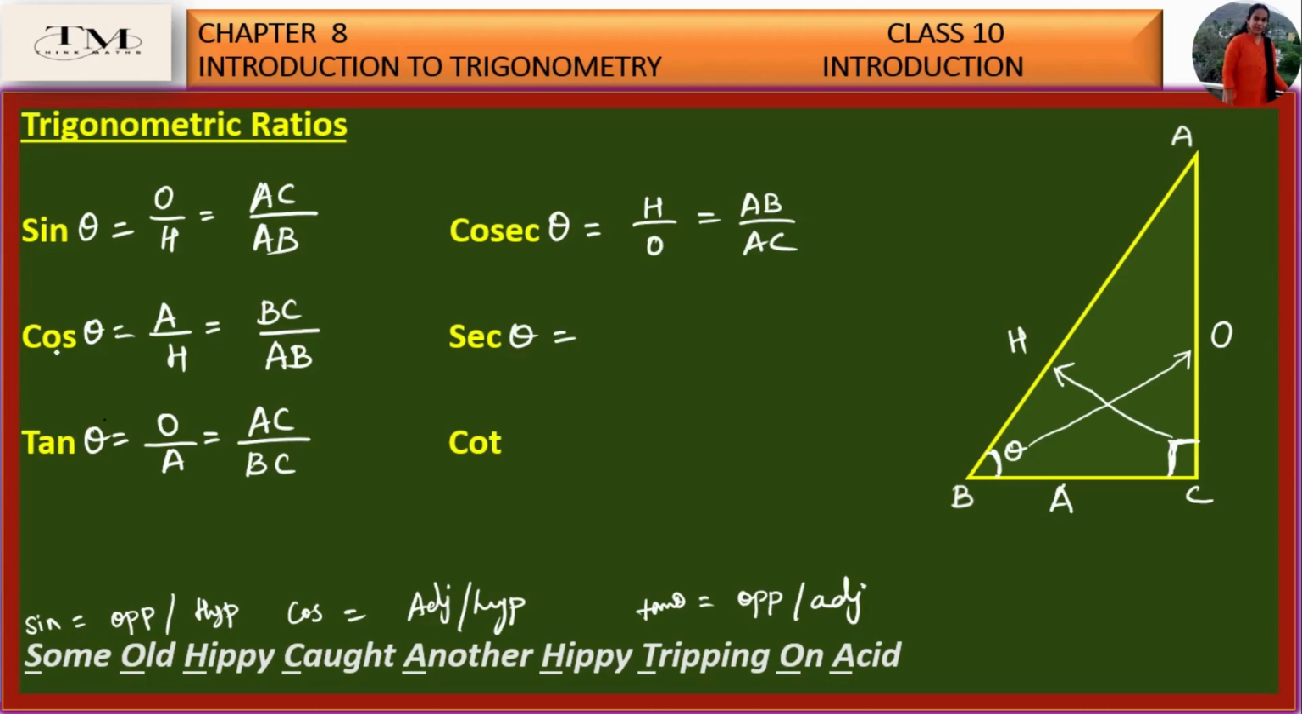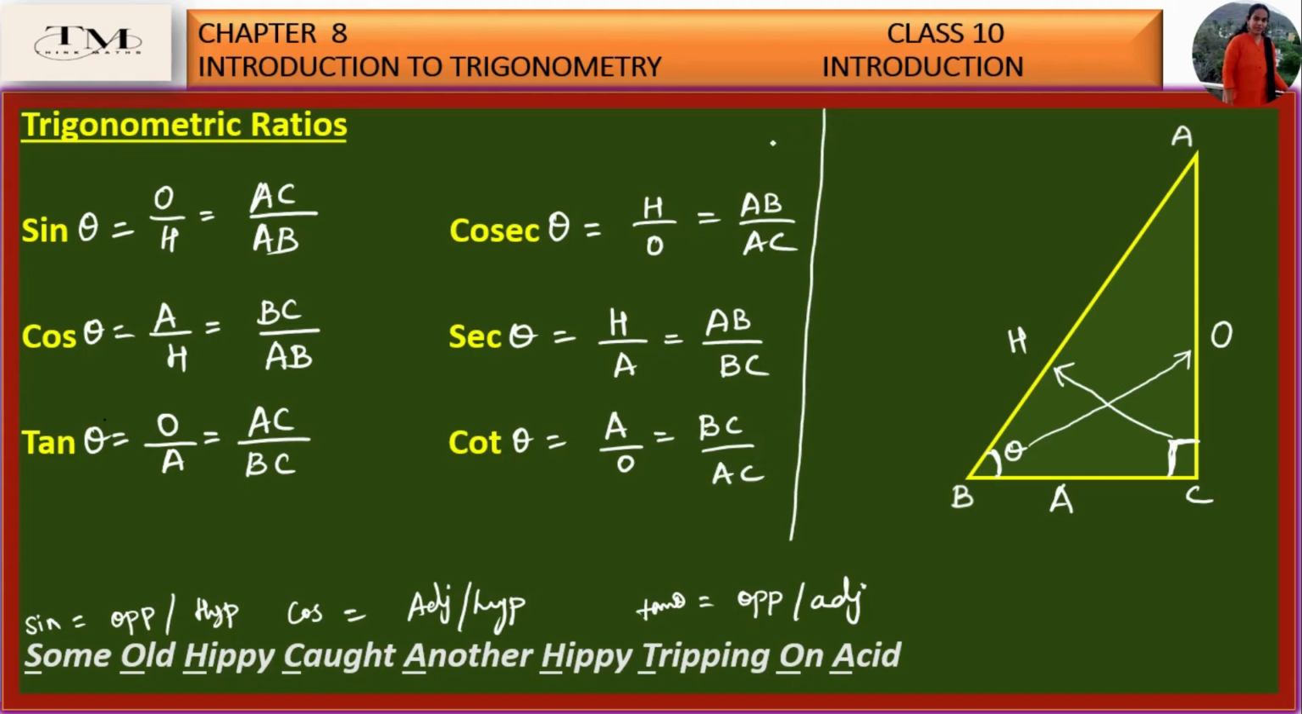Secant theta is cos theta's inverse. So A by H will become H by A, which is equal to AB by BC. Cot theta is equal to inverse of tan theta. So O by A will become A by O, which is equal to BC by AC. So now what are the ratios we learned? We learned the ratios for sine, cos, tan, cosecant, secant and cot. There is one important relationship for tan theta. What is that? Tan theta is nothing but sine theta by cos theta.